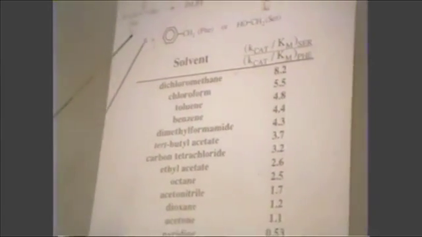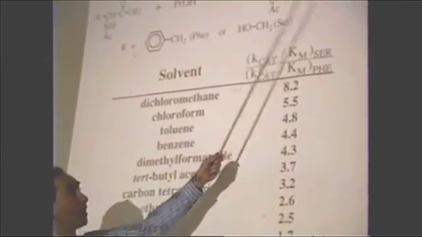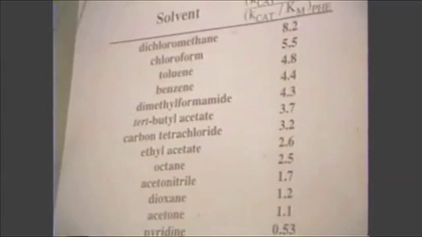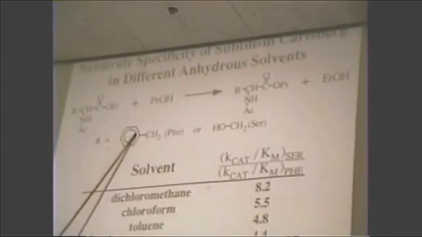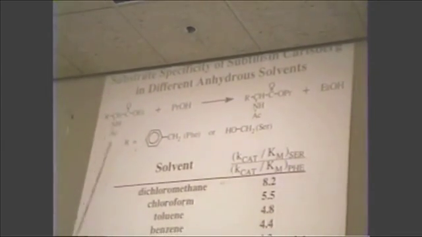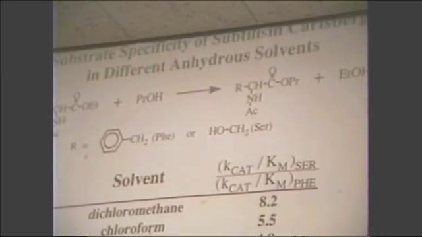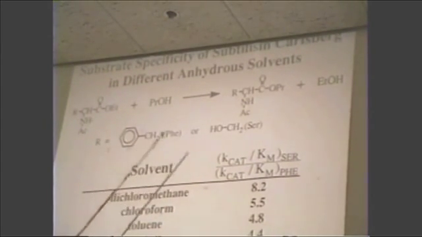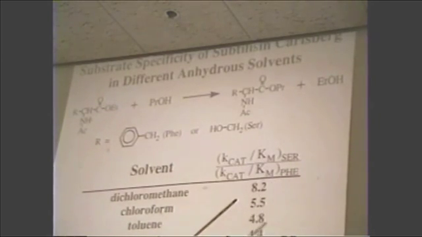Now, we had two different substrates here. It's N-acetyl amino acid ethyl ester, which reacts with propanol to give a propyl ester and ethanol. It's a simple transesterification reaction. And as an R group here, we used either a very hydrophobic group, the benzyl group shown here, so this will be phenylalanine, or we used a hydrophilic group, a hydroxymethylene group, so this would be serine, okay? And the definition of substrate specificity is the ratio of kcat over Km, which is a measure of enzymatic activity, for one substrate, say serine, to kcat over Km for another substrate, say phenylalanine.